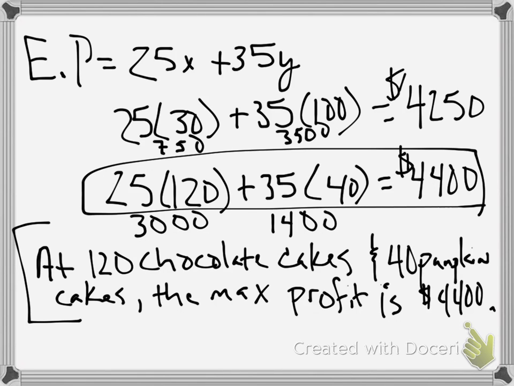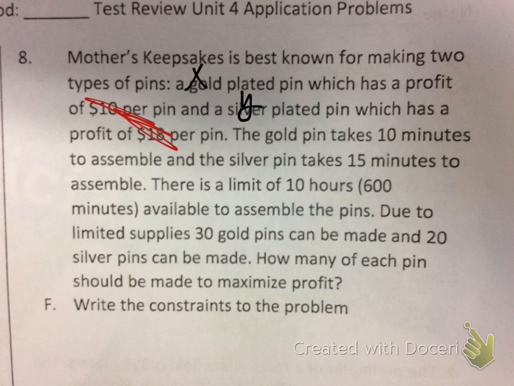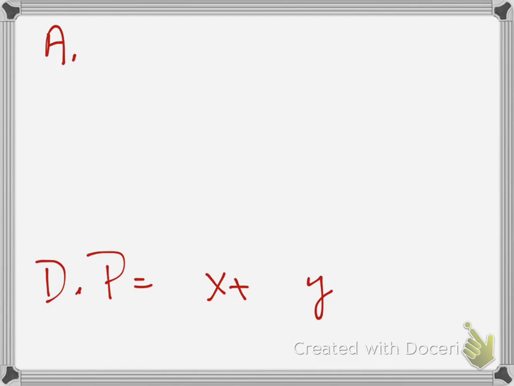And you can go through the same thing on number 8, and I'll go through it fairly quickly. I'm going to say the gold one is X, and the silver one is Y, and I'm not sure why that's crossed out like that. But then I'm going to come over here and say D is equal to X plus Y. Notice here that I'm starting off like that. How much is it for the X? It's $10 for the gold pin. It's $18 for the silver pin, so that's where I get that.